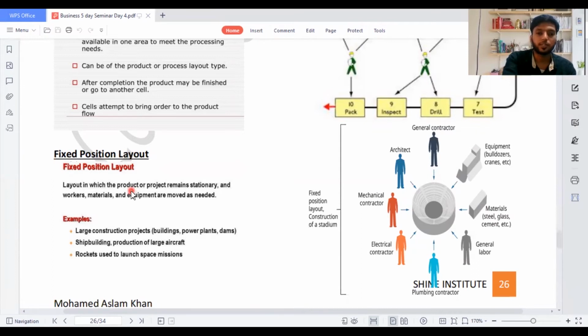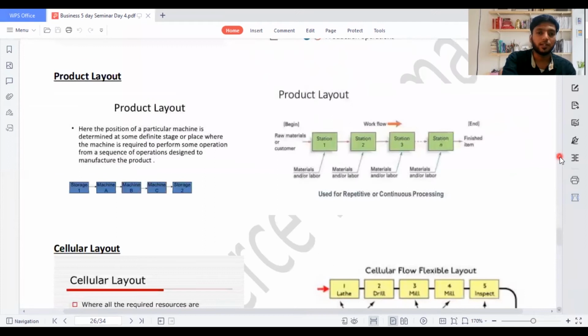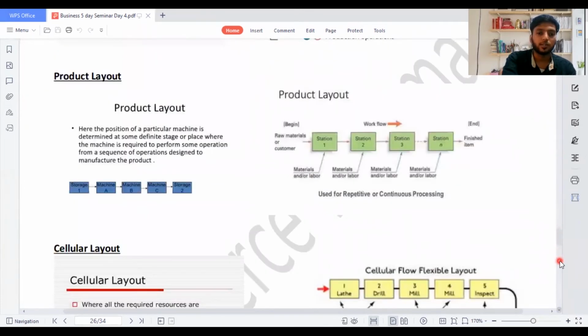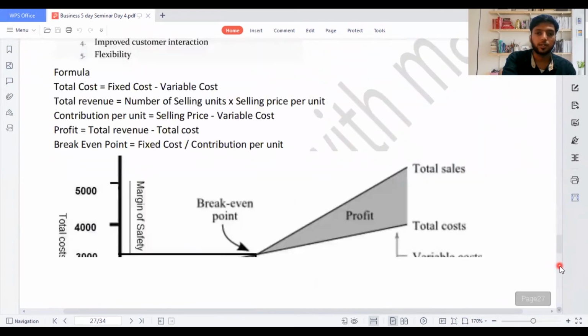So fixed position layout says that layout in which the product or project remains stationary and workers, material, equipment are moved as needed. Examples: large construction projects, building power plants, dams, shipbuilding, production of large aircraft, rockets used to launch space missions. So you might learn 4 types of layouts: process layout, product layout, cellular layout, and fixed position layout.